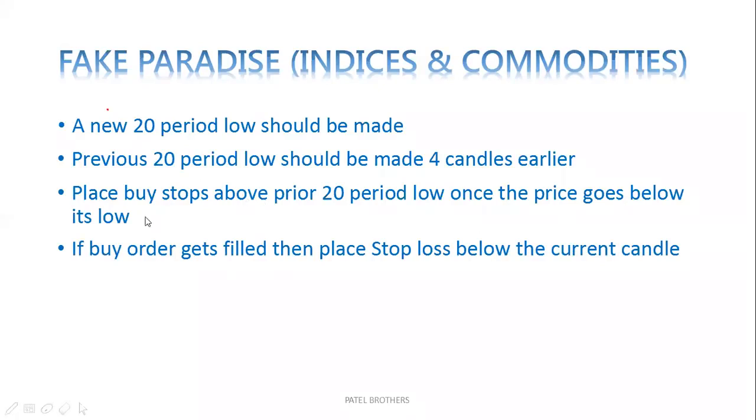So once this setup is complete, what we'll do is place a buy order above the 20 period low and previous 20 period low. And once the buy order is filled, then we'll place a stop loss just below the current candle's low. It will be better explained by the charts, so we'll do that in some time.